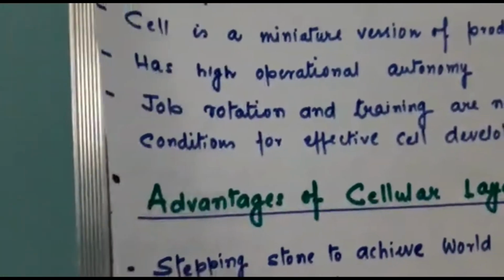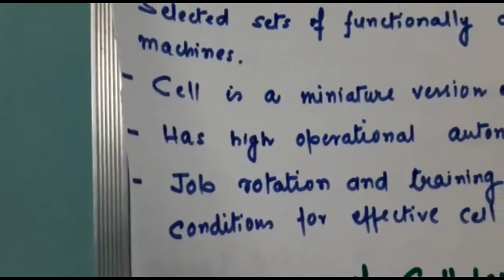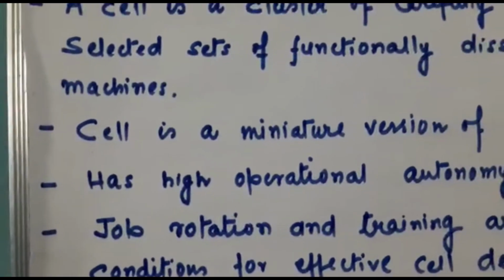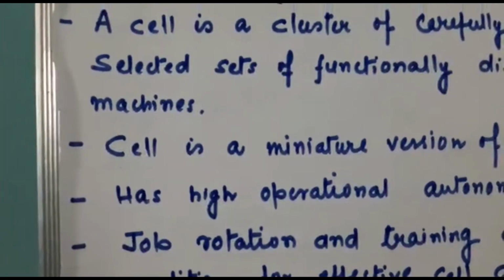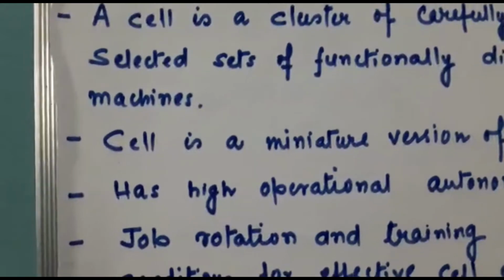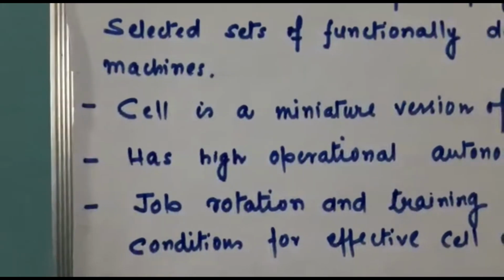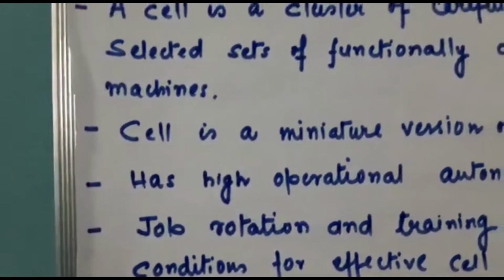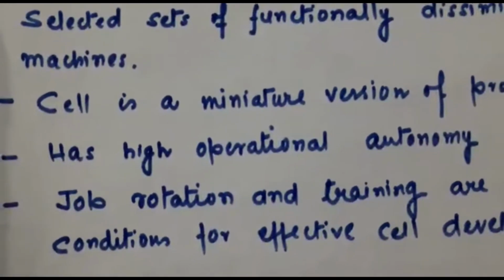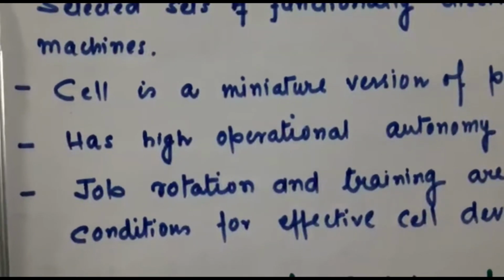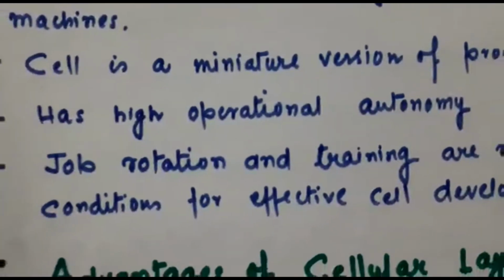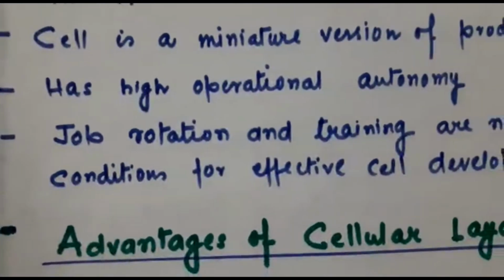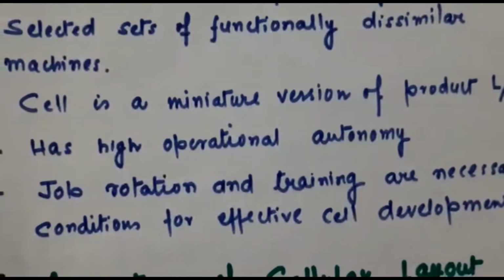Now, a cell has got high operational autonomy. What do we mean by this? All necessary machines and manpower are contained within the cell, thus giving it a degree of operational autonomy. Moreover, each worker is expected to have mastered a full range of operating skills required by his or her cell. So that means each worker knows how to operate each machine within the same cell. And so, through job rotation and training, these are the two necessary conditions for effective cell development.